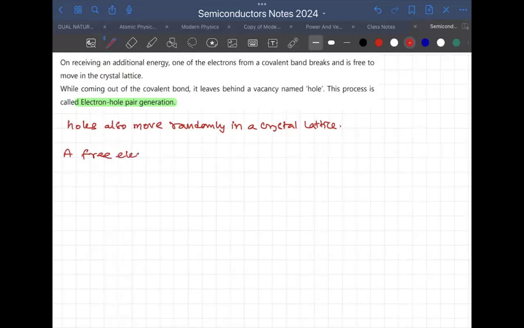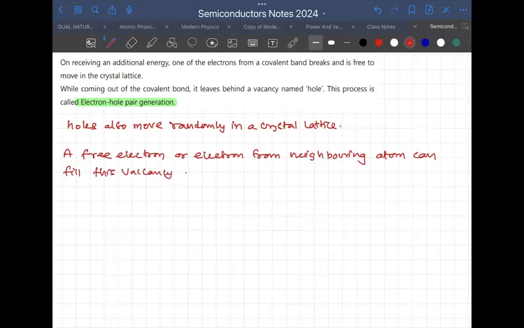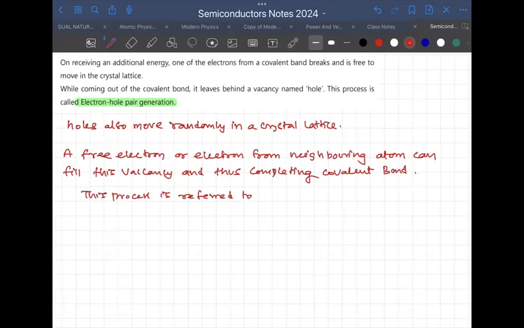A free electron or electron from a neighboring atom can fill this vacancy, which is called hole, and thus completing the covalent bond. And this process is referred to as electron hole recombination.